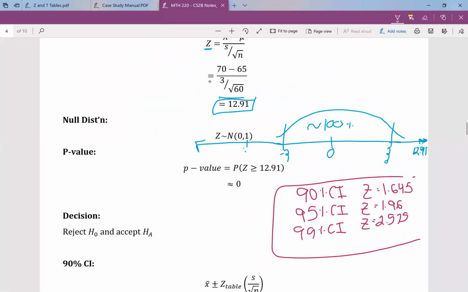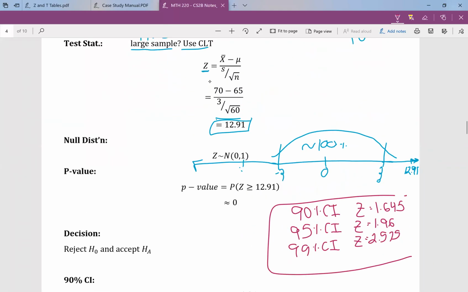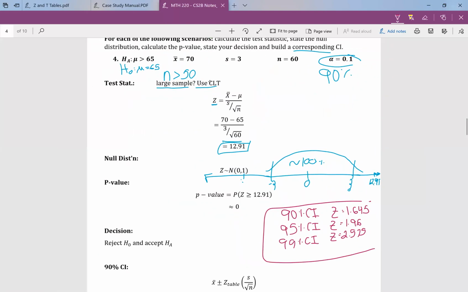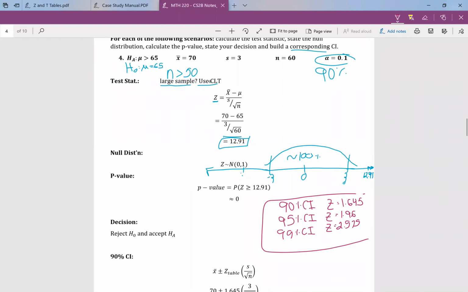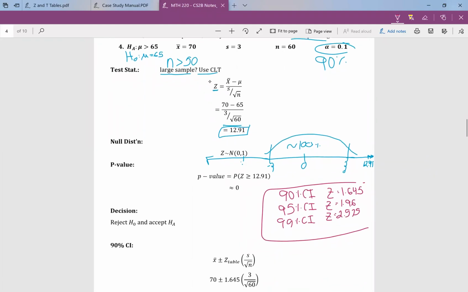Okay, I guess I should make sure you can see the top. All right, so what are we going to plug in for z? We're going to plug in 1.645. And the rest of the numbers are at the top there. X bar is 70, S is 3, N is 60. Okay, so why don't you pause right here, take a moment, practice calculating that confidence interval.